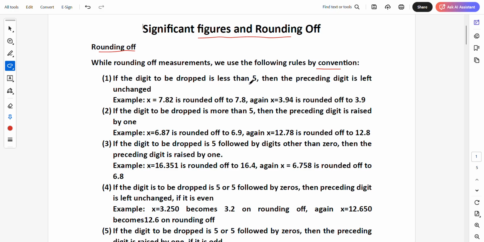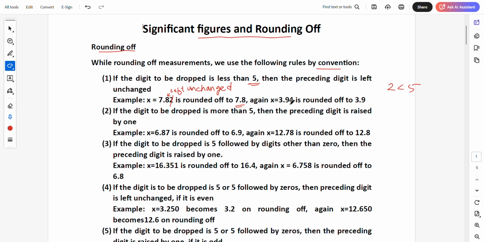If the digit to be dropped is less than 5, then the preceding digit is left unchanged. For example, if you are planning to drop this 2, which is less than 5, the preceding digit is left unchanged. So 7.82 is rounded off to 7.8. Similarly here, x is equal to 3.94.